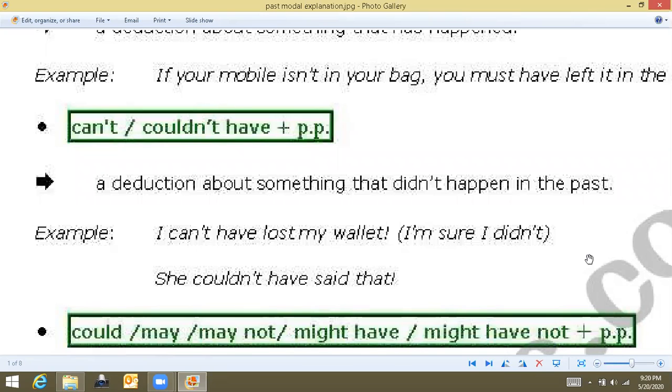Can you explain again, please, teacher? Sure. Could, may, and might, the three options, they express possibility. The difference is that could is very possible. Second place, we have may. And last, we have might.